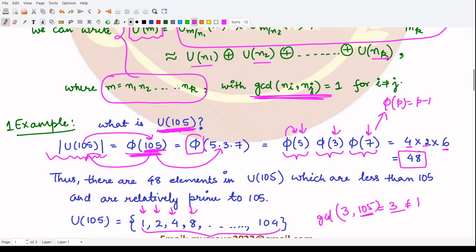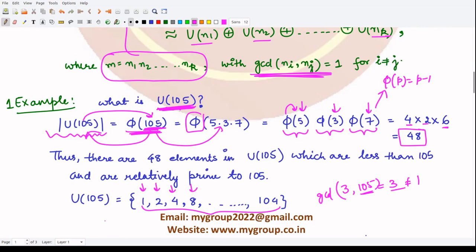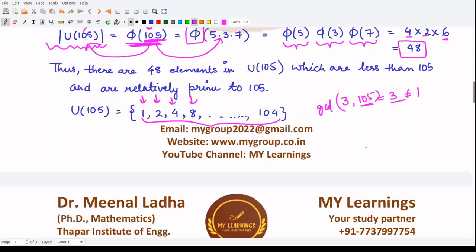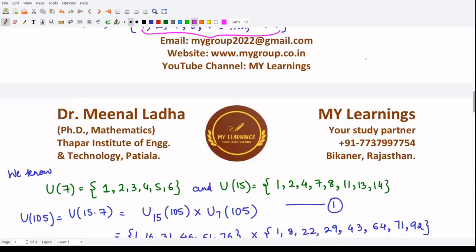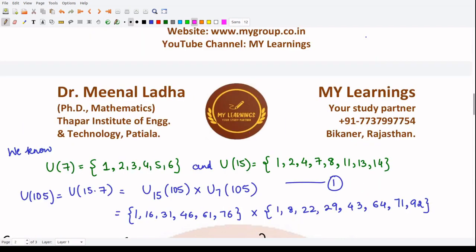correct? Okay, now once you know what your group is, let's study the behavior of U105. Now you know U105 could be written as 15 into 7. So let's first of all see what our U7 is. Because 7 is a prime number, it will consist of 6 members, and the members would be 1, 2, 3, 4, 5 and 6, because all of them are relatively prime to 7, because 7 is a prime number, right? In a similar fashion, you have U15.